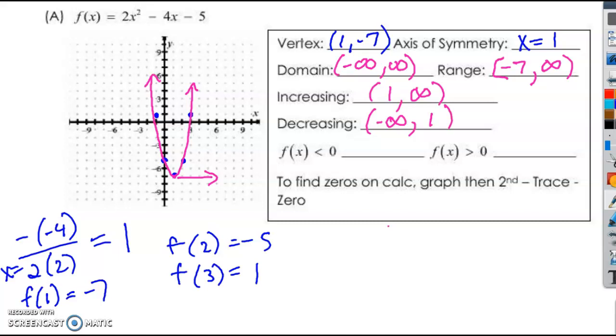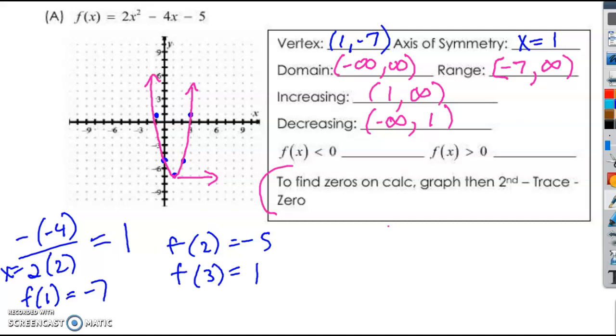Now, to figure out where the graph is greater than 0 and less than 0, you basically just need to find what those two x-intercepts are. And when you have the x-intercepts in the other forms, and it's very simple that you already know them, it's much easier. But if you've got a graph here in standard form, it's probably best if you just use your calculator. So to find the zeros on the calculator, here are the directions. Second trace and then 0, and you have to do it twice to find each of them.